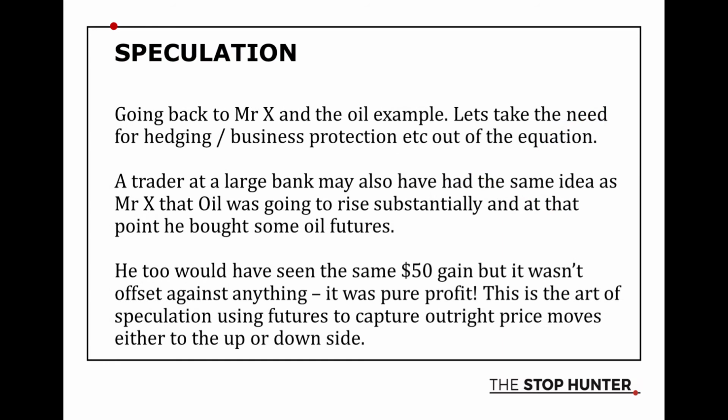Now, those were two very obvious examples of risk management, keeping the risks neutral for business purposes. What most of us are interested in is making money around the price movement, and that's called speculation. So let's go back to Mr. X again. We know he hedged out, but what if a trader at a large bank had the same idea as Mr. X, wasn't tied into the underlying, and bought the futures just as a futures contract? Well, he would have made that same $50 gain, but it wasn't offset against anything. That's pure profit.